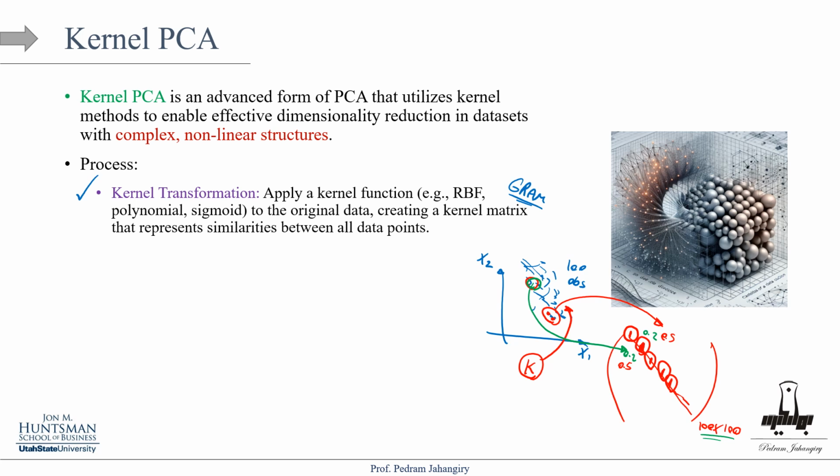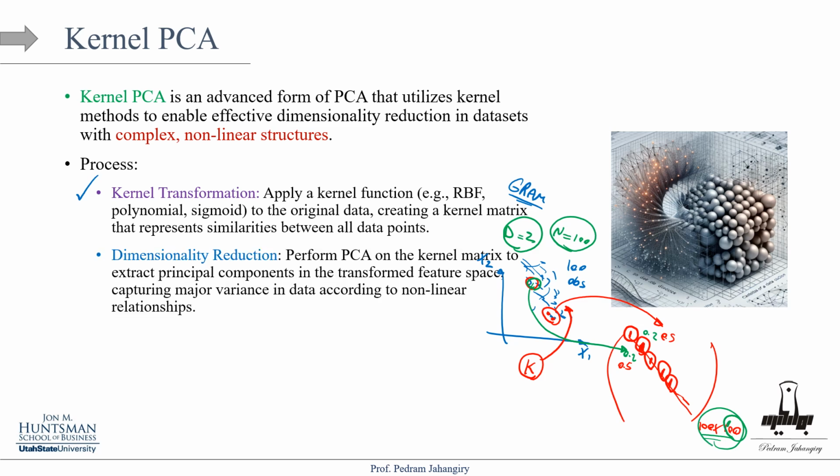matrix. Again, this is the size of your data set, right? Don't confuse these things. The dimension is equal to 2 here, the size is equal to 100. This matrix is 100 by 100. And then in the second step, we have to apply our dimensionality reduction, our PCA, to this kernel matrix. So if I have a 100 by 100 kernel matrix, how many PCAs can I have at most?